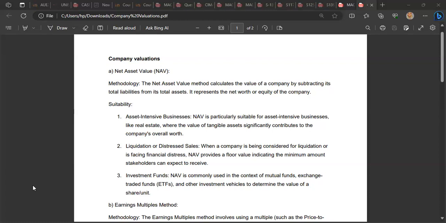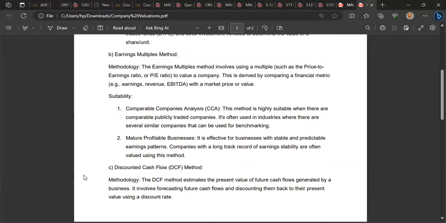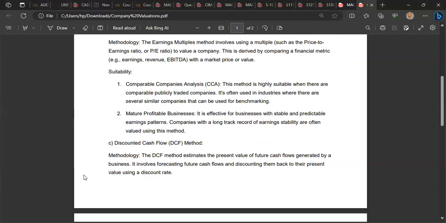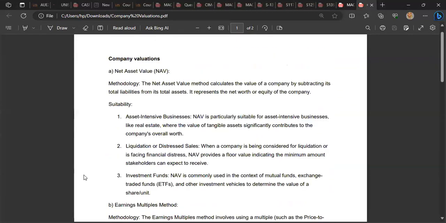So there are 3 methods that we basically use here, which I put down. It's the net asset value, this one here, and then the earnings multiples method, and then the discounted cash flows, which is the DCF method. So we basically make use of those 3 methods. If you are asked, therefore, to find the value of a company, it's going to be either of these methods. All right.